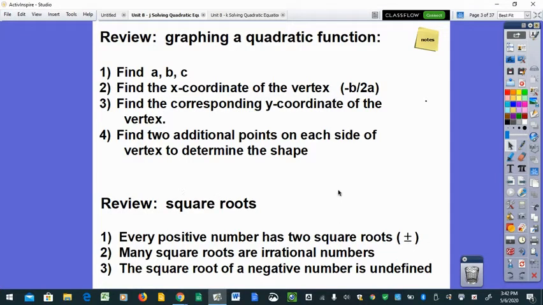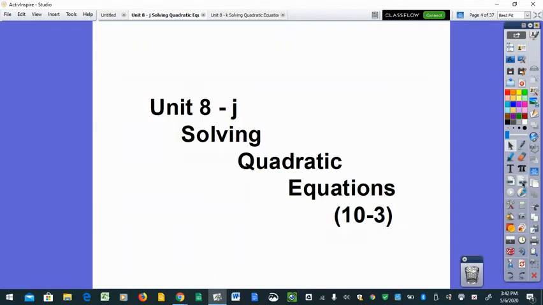Just some things that we want to pull together today as we go forward and start talking about solving quadratic equations. We're in the latter part of Unit 8, and please note that this corresponds to your textbook, Chapter 10, Section 3.